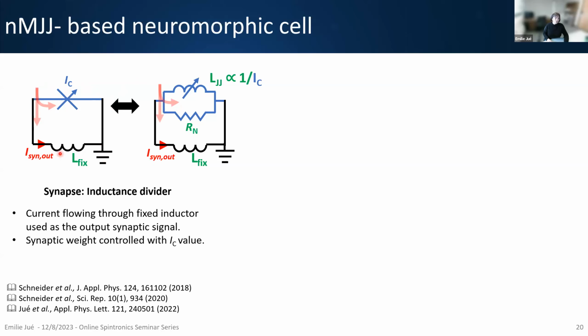Here we use a current flowing through the fixed inductor as an output of the synaptic signal. So it's important to understand that in this case, the synaptic weight is controlled with the critical current value. Indeed, if we modify the critical current, we're going to modify the value of the equivalent inductor. And as a consequence, we're going to modify the amount of current flowing through the Josephson junction and through the fixed inductor.